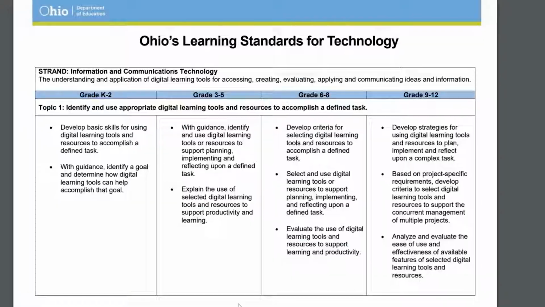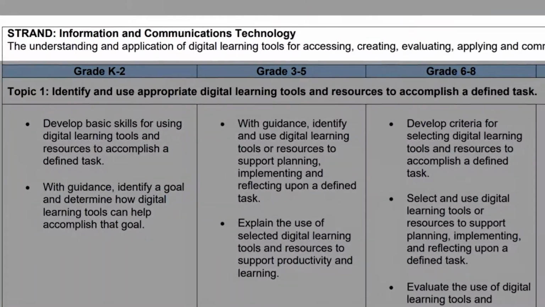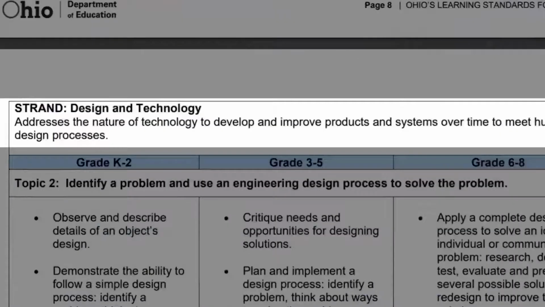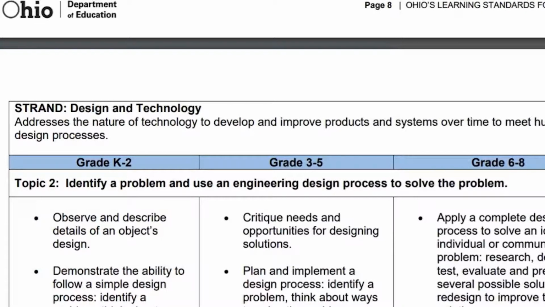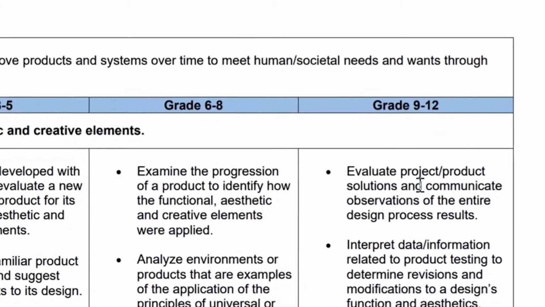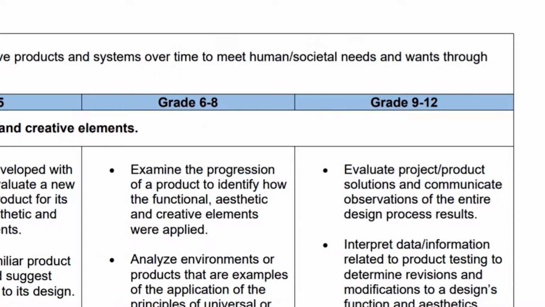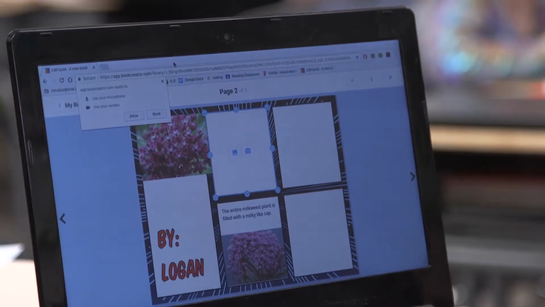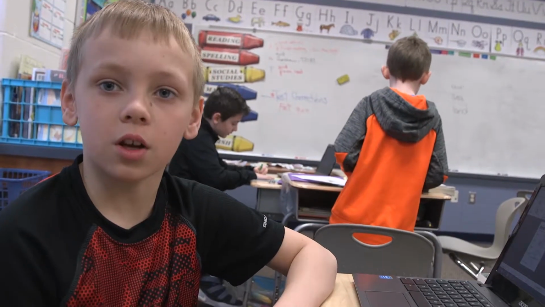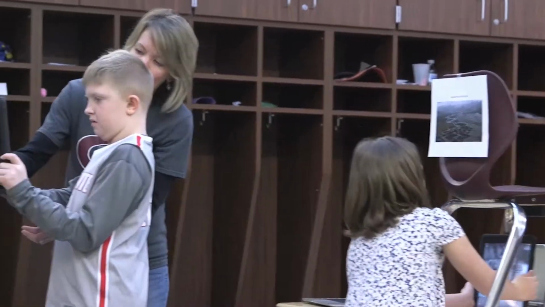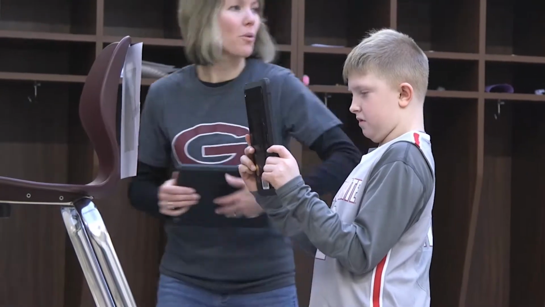Today's standards are organized into 3 strands: information and communications technology, society and technology, and design and technology. They are then broken down into grade bands, topics, and content statements. There's a good chance that you're already doing some of the technology standards and you don't realize it. Especially the information and communication strand. You're probably doing research. You're probably having your students communicate their ideas. There's probably minor tweaks that you can make to your lessons that would address more standards or address the standards more fully.